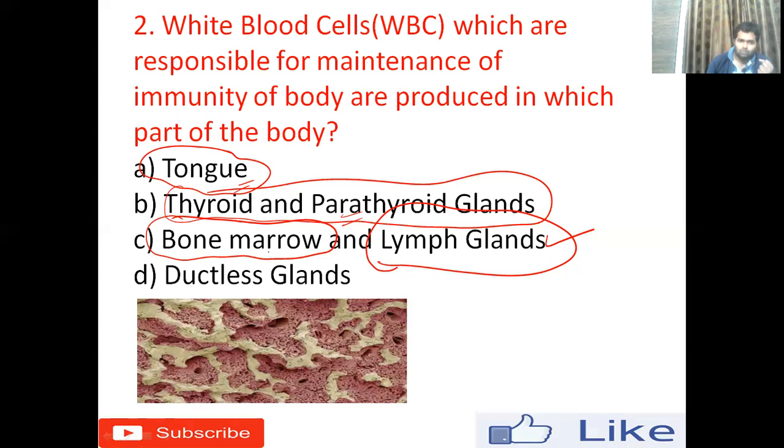Okay. So next, the fourth one is ductless glands, which we also call endocrine glands. There are 7 important ductless glands. So why do we call them ductless? Ductless means tubeless, or connectionless, meaning whatever hormones they produce are directly dumped into the blood without any support of tubes. That's why we call them ductless glands. Okay. So the right option for this question is option C.